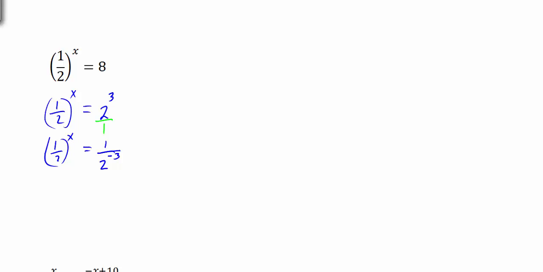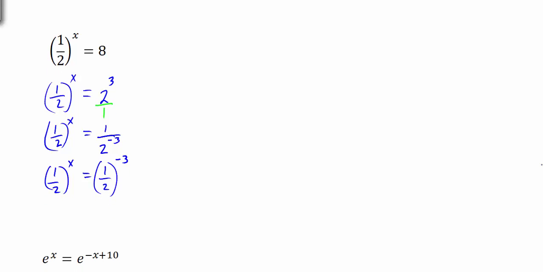Now, I know this is kind of backwards of what we normally do. Normally, we want to make the exponent positive, but here we're trying to get a base of 1/2, so we're going to move this piece to the bottom, and if we move it to the bottom, we get a negative exponent. So we're close. We have 1/2 x equals 1 over 2 to the negative 3, but we can actually take this one step further, and we could really think of this as the same thing as 1/2 to the negative 3.